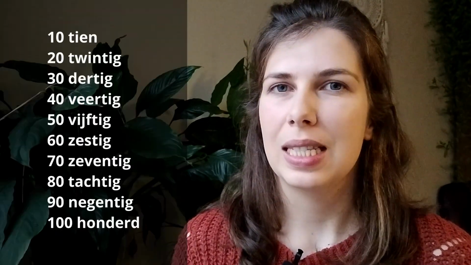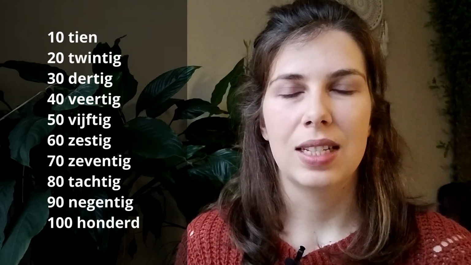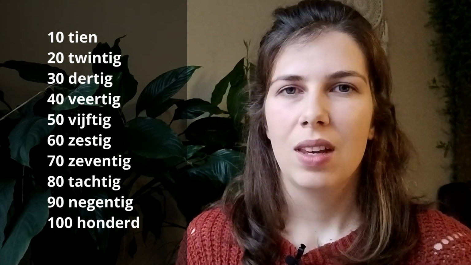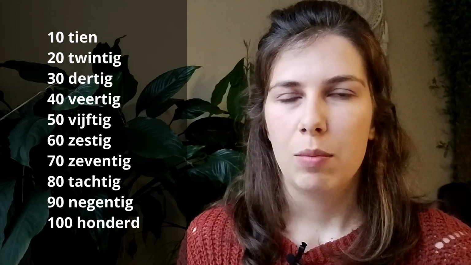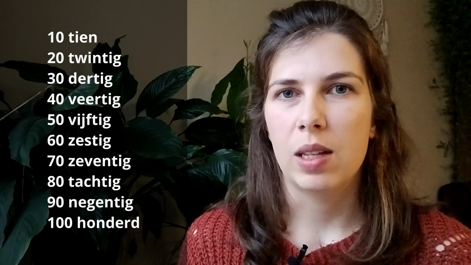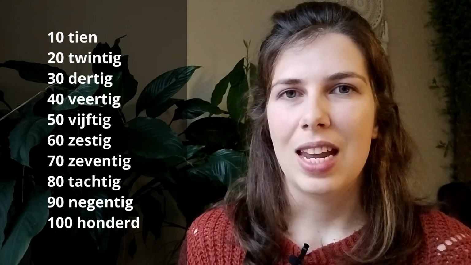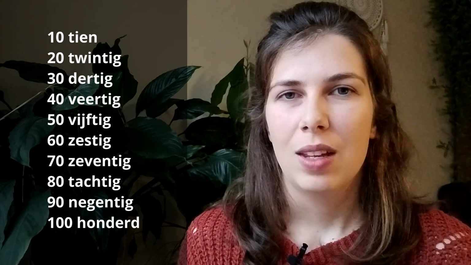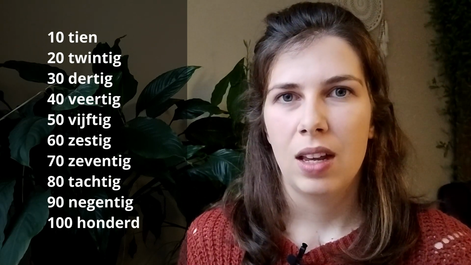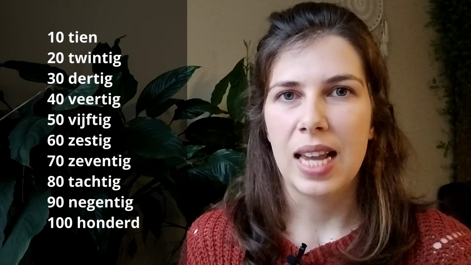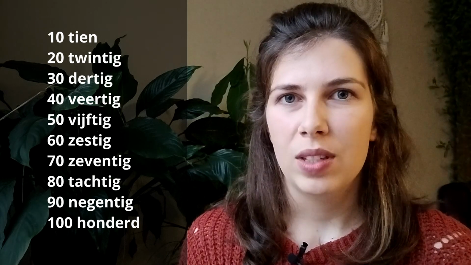Let's look at all the tens now. We've already seen 10, 20 and 30. Then comes 40. Here we pronounce the V as an F, but as soon as we add a number, for example 41, we do pronounce the V as a V. 50 in Dutch is 50, and here we do the same. 50 starts with an F sound. 51 is with a V.